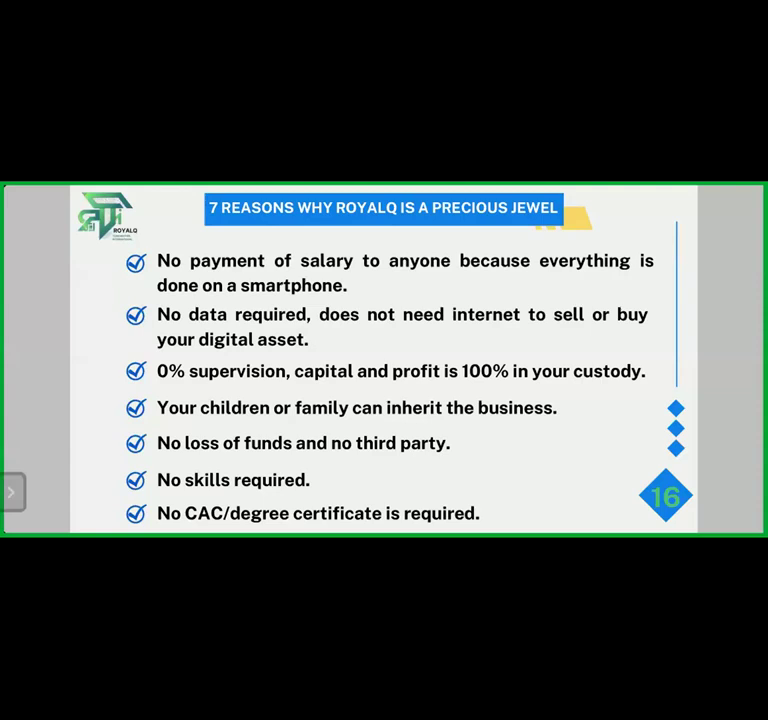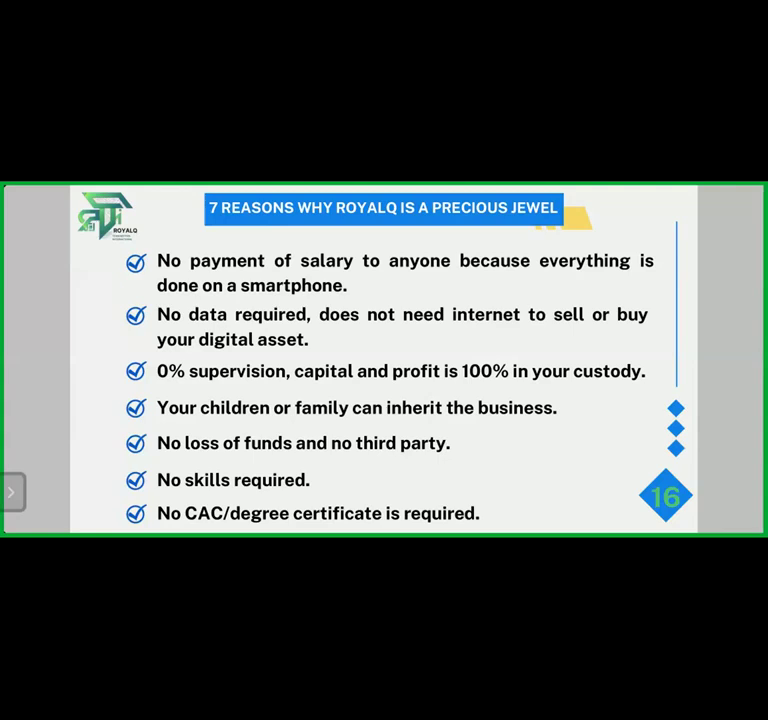Next, 0% supervision. Capital and profit is 100% in your custody. As I explained so many times, your funds are in your control. Both your capital, both your profits, everything will sit in your own cryptocurrency wallet. Your kids, your family can inherit this business.